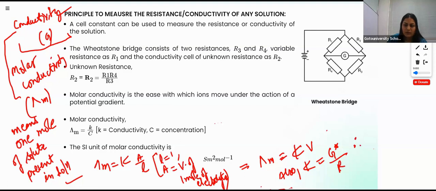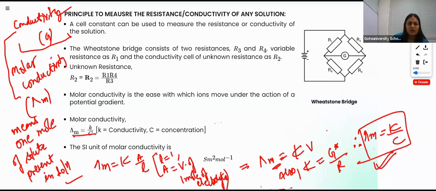So therefore, by substituting this kappa value in here, we will find that lambda m, or say molar conductivity, will become equal to kappa over C. This is molar conductivity, where kappa is conductivity and C is concentration. So here we can say that molar conductivity has an inverse relation to concentration. If the concentration of a solution increases, the molar conductivity decreases.